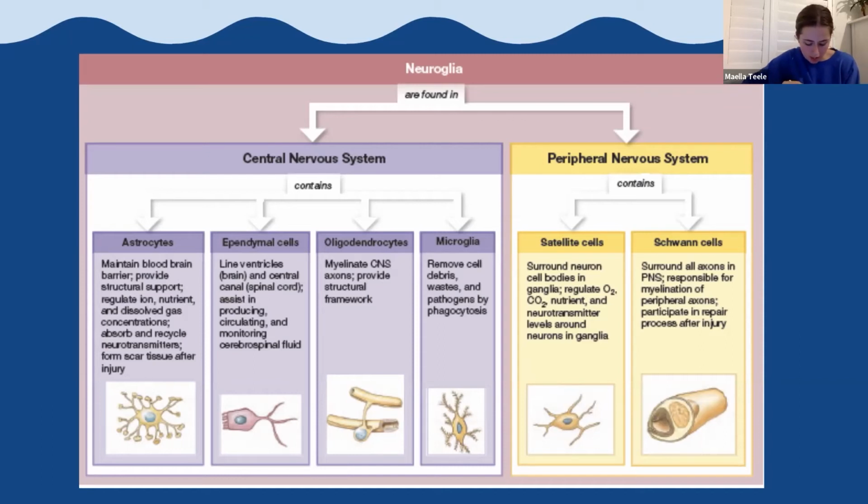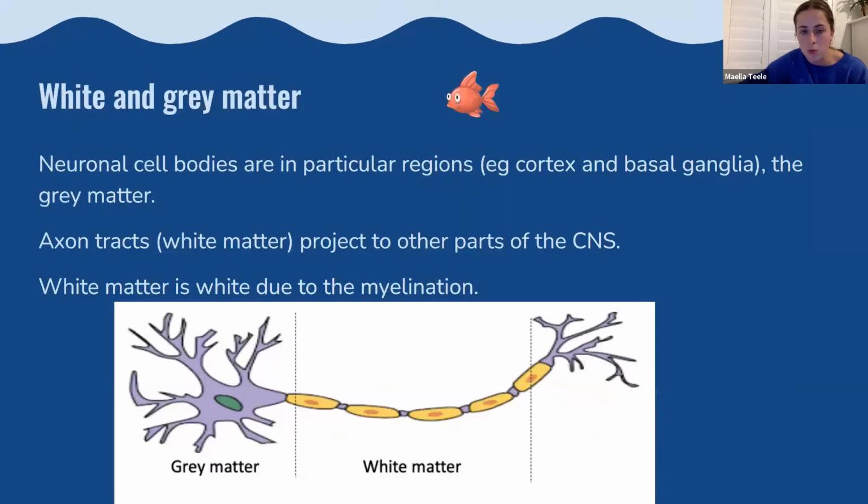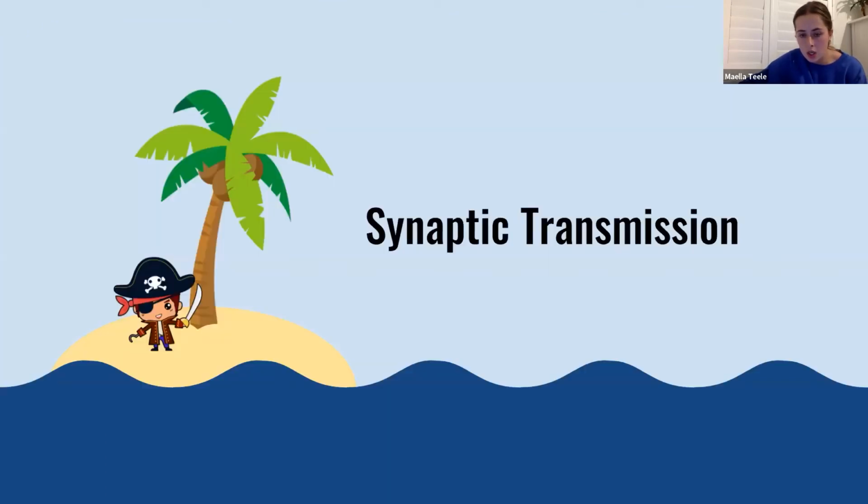And on the next slide, I'm just going to quickly differentiate between white and grey matter for you. White matter is in the brain, you'll see that, and that is your axons, and grey matter is your neuronal cell bodies. And white matter is white because of the Schwann cells, which we covered earlier, which provide myelination and increase the speed.